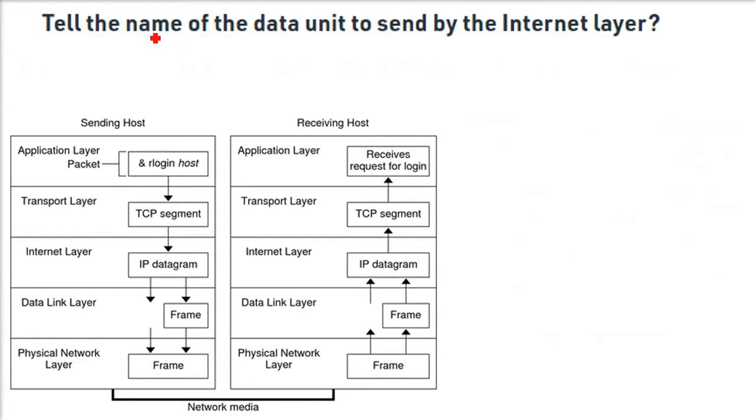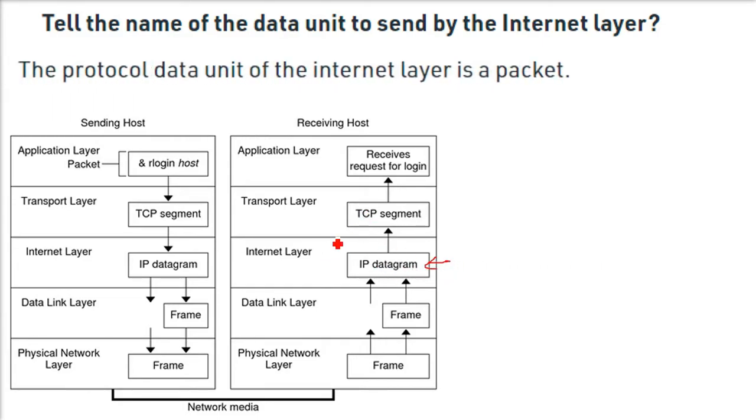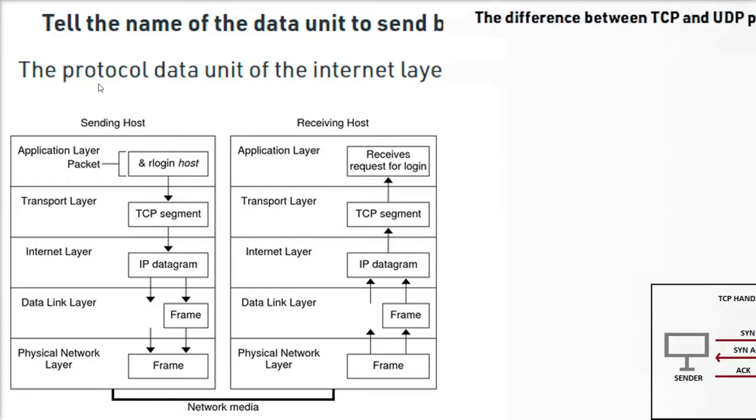The second question, same thing. Tell the name of the data unit sent by the internet layer. So in the internet layer, or the network layer as it is called, the protocol data unit is a packet, also called an IP datagram. So if you're calling it a packet or IP datagram, it's okay. Same thing.